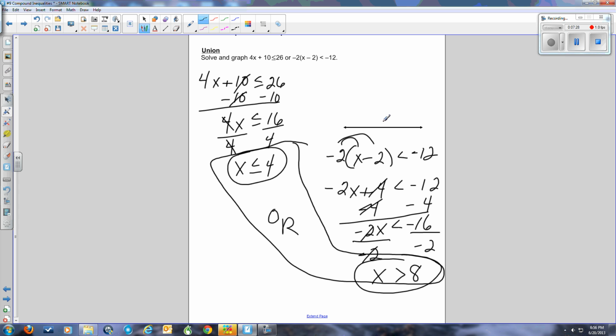So let's go ahead and graph this. Here's your number line. Here is roughly where 4 is. Here's 8. X less than or equal to 4, put a closed dot on the number line and make your arrow go to the left. X greater than 8, open dot on the 8, make the arrow go to the right. So again, here's another example of a union, and the solution, I'll put it right here so it'll all be together: x is less than or equal to 4, or x is greater than 8.